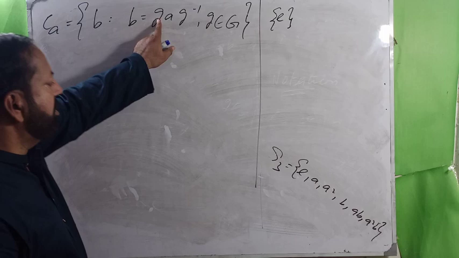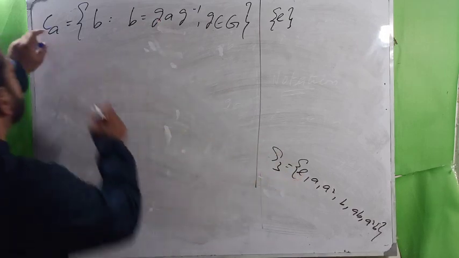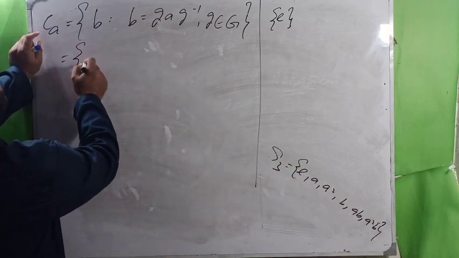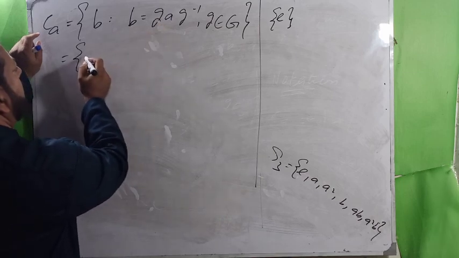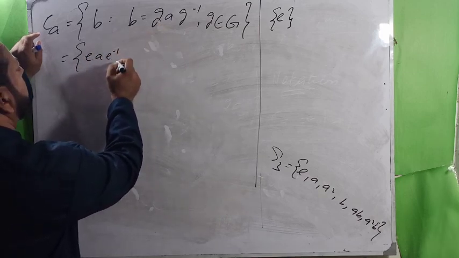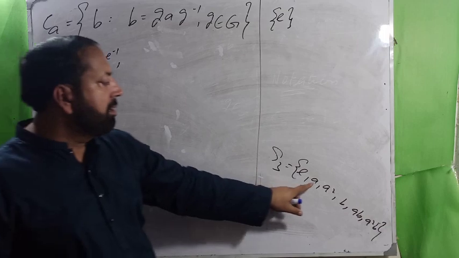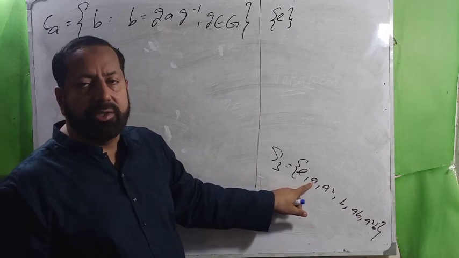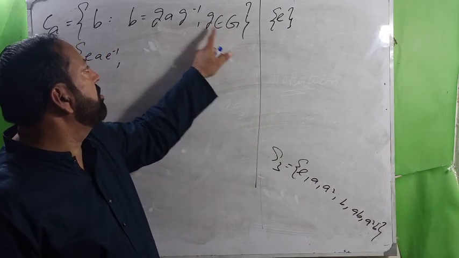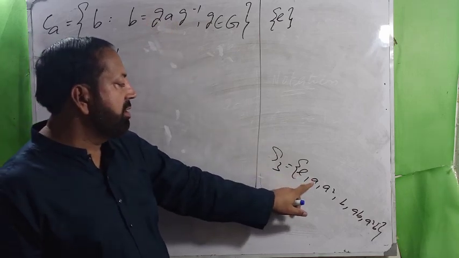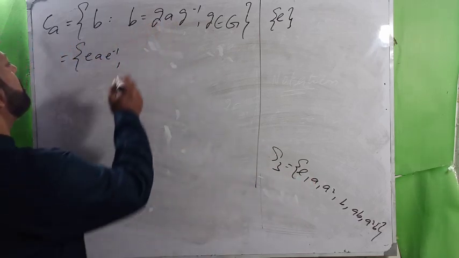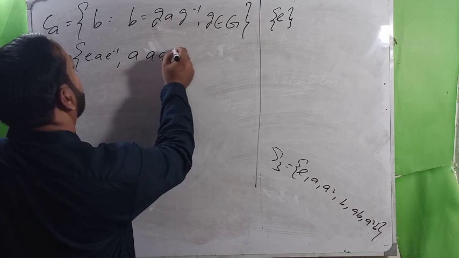So just vary g. If g is equal to E, this is equal to E A E inverse. Then take A. These are the g elements, these are the g belonging to G. You just vary all g elements. Then A, here this is A inverse.